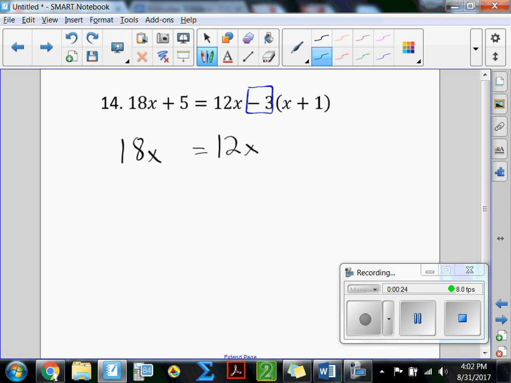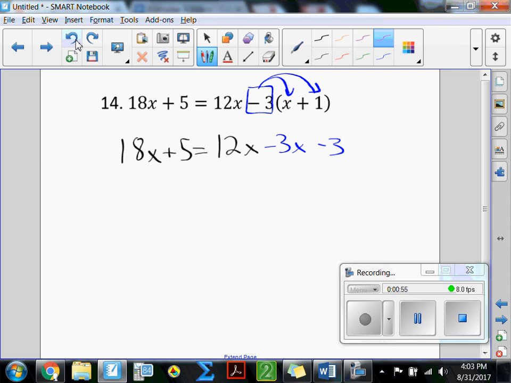18x plus 5 equals 12x, and then as I do my distribution, we'll see that negative sign come into play. So -3 times x is -3x. That acts as a subtract 3x right there. -3 times +1 is -3. A lot of people will forget about that negative sign. They'll usually do the first one and they'll forget the second one, and that does mess up the problem.